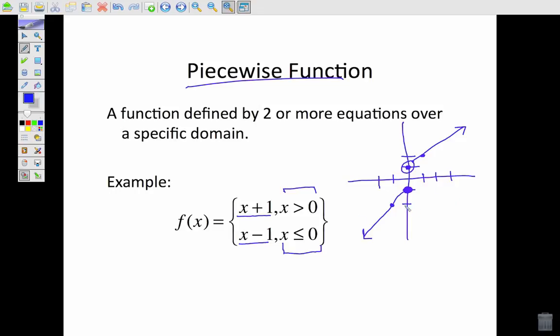You can see it still passes the vertical line test. The only time that you have an x that has two different y's is when you have an open circle, closed circle. Open circle means it doesn't contain it, and closed circle does. Okay?